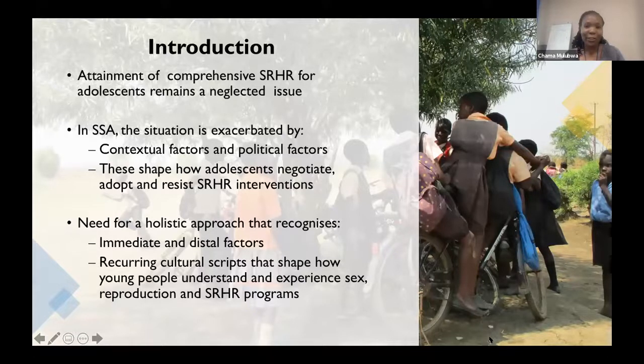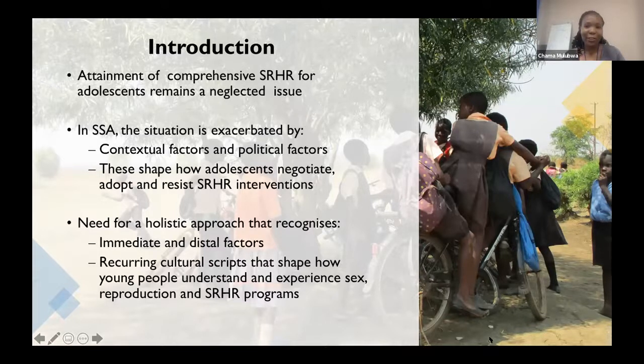We also know from literature that for such interventions to work, it is better to adopt a holistic approach, and this should recognize the digital and immediate factors that affect adolescents, as well as, more importantly, the cultural scripts that shape how young people understand and experience sex, as well as reproduction and other sexual reproductive health and rights programs that are offered to them.